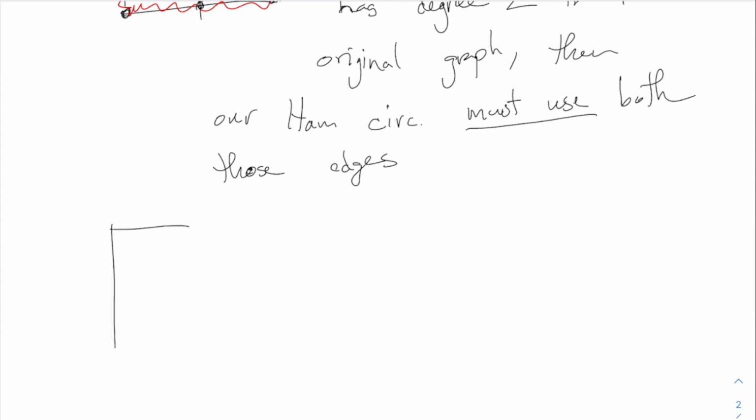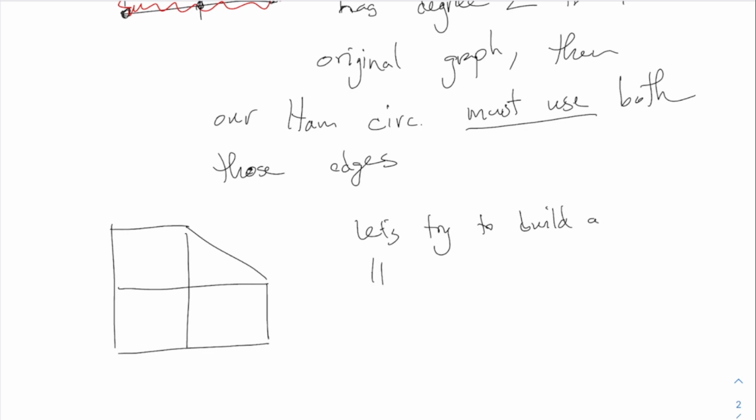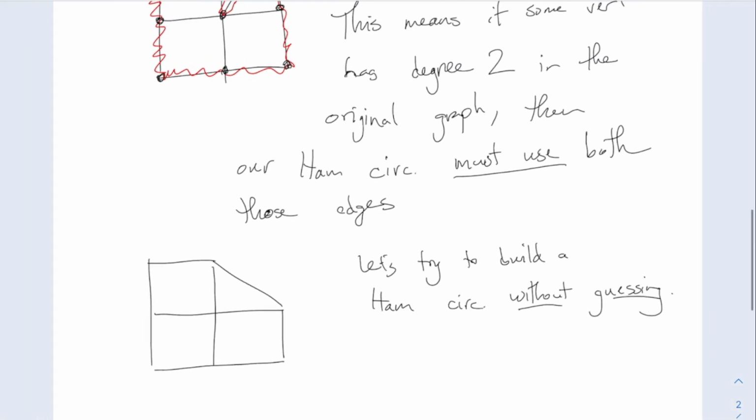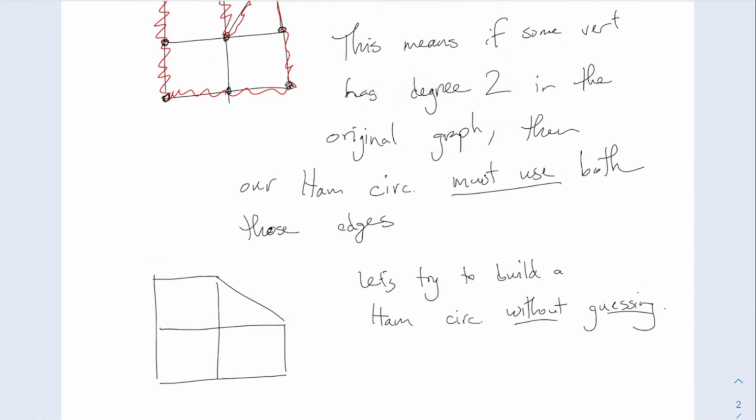For example, let's say I have this graph here. Let's try to build a Hamilton circuit without guessing. All right? On a small example, you might be able to just sort of look at it and guess the answer, although that's not something you want to rely on in general. In mathematics, you don't want to rely on guessing the answer, although sometimes you might be able to make it work out. Let's try to build a Hamilton circuit without guessing. And we're going to use this fact that I wrote. I had to scroll it away, sorry. It says, if some vertex has degree 2 in the original graph, then our Hamilton circuit must use both of those edges.